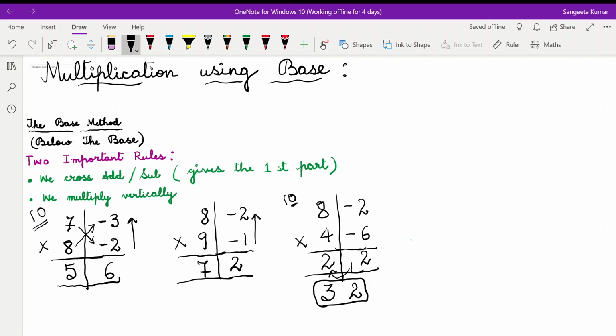So there are 4 important rules which I am going to repeat once again. The first is we cross add or subtract, which gives us the first part of our answer.